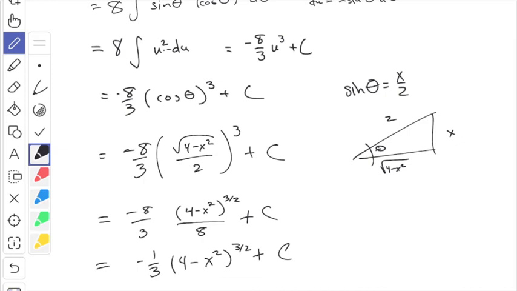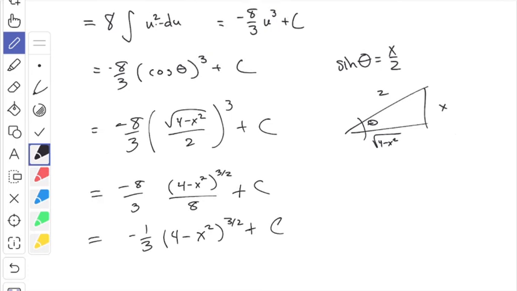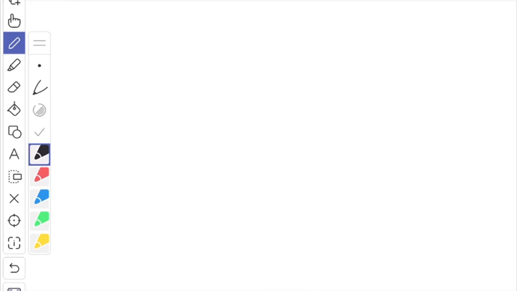Okay, we got 10 more minutes. I think we can do a little introduction to the next section. The next section is yet another trick for doing some other kind of weird integrals that you couldn't do before. The trick is called partial fractions.